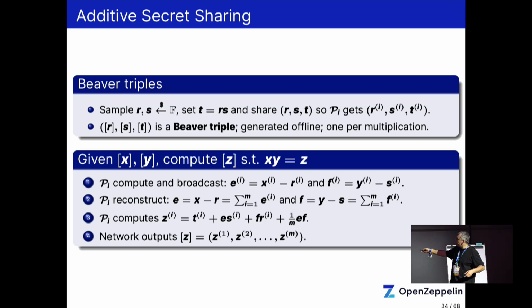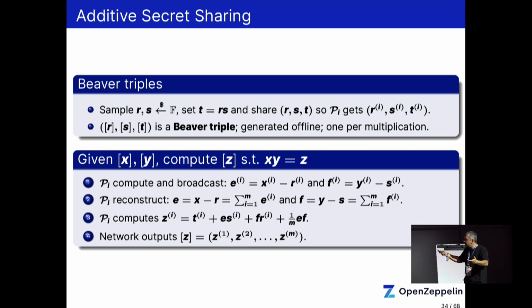Each of them exchanges this e_i and f_i, so that every node has the e_i and f_i of all of the others. And then they can perform the summation of all of those e_i and f_i to come up with the actual non-shared values, E and F. And the crucial part is that this E and F don't leak anything about the secrets x and y, because r and s are random.